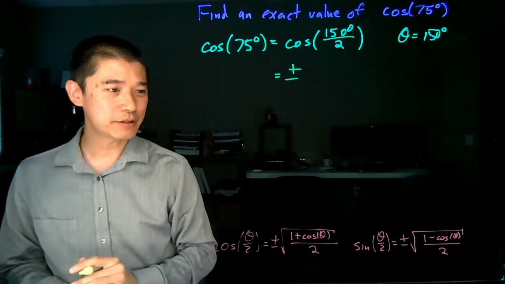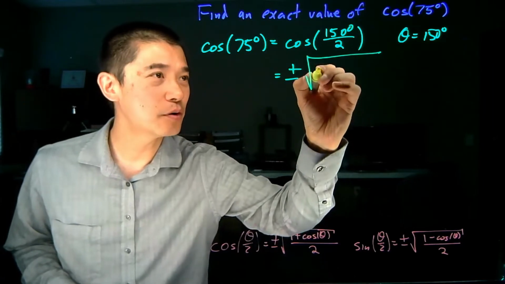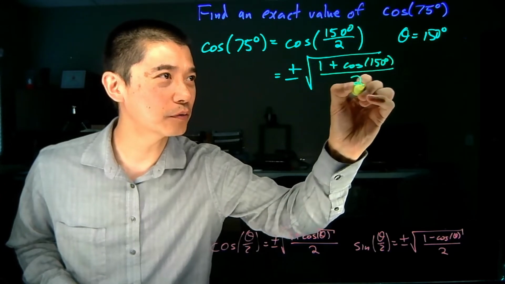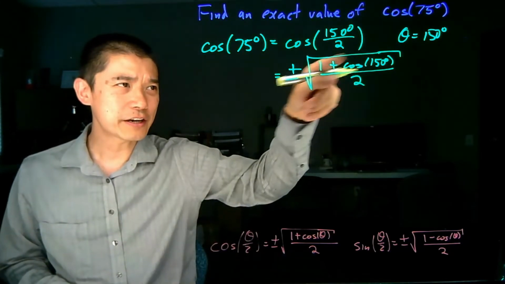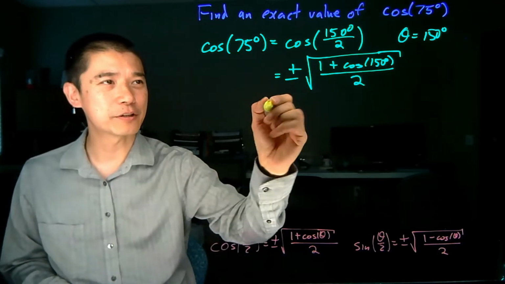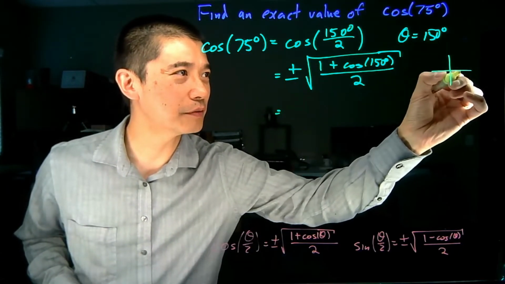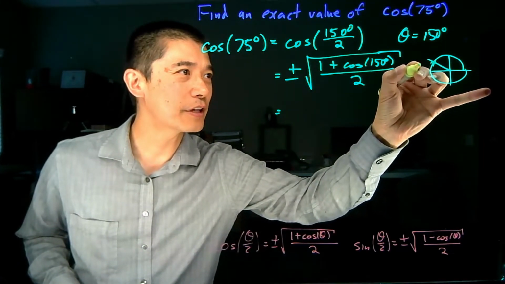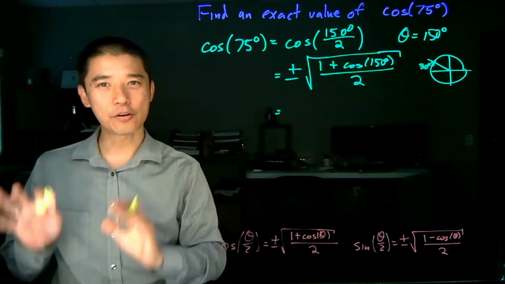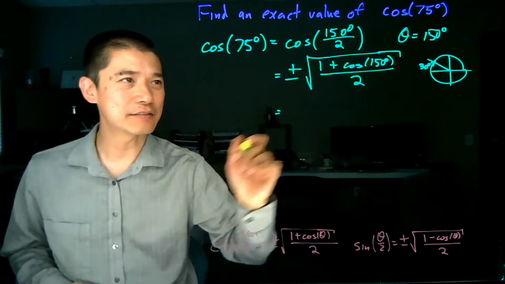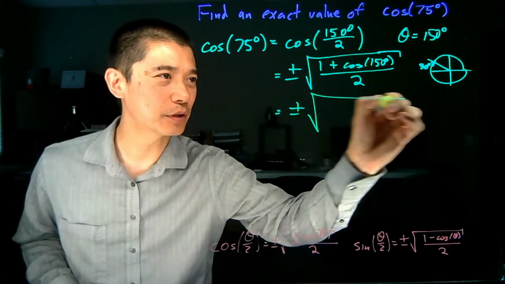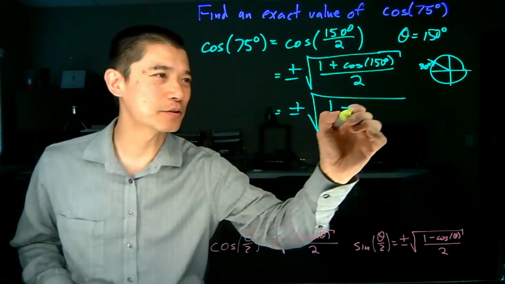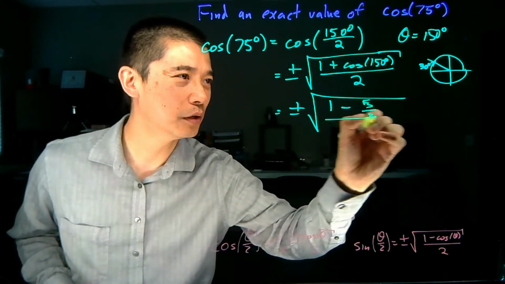Once we get that, we have plus or minus the square root of 1 plus cosine of 150 degrees all over 2. We'll go ahead and calculate the part under the square root first and then figure out the plus or minus later. So 150 degrees. Well, 150 degrees is going to be in the second quadrant, and the reference angle is going to be 30 degrees. Since it's cosine, in the second quadrant it's going to be negative. So this is going to be plus or minus the square root of 1 minus, now the reference angle is 30 degrees, cosine of 30 degrees is the square root of 3 over 2, all of that over 2.